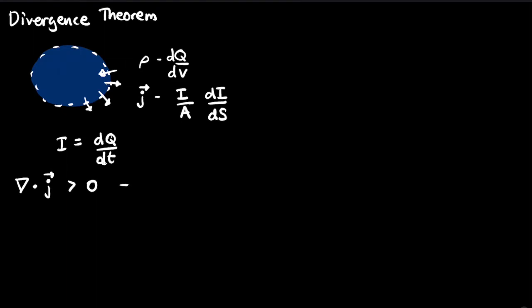So that must mean charge is leaving. So this is the first case. So what's the other case? Well, the other case is that the divergence of J is less than 0. And that means that there's more J going in than is going out.